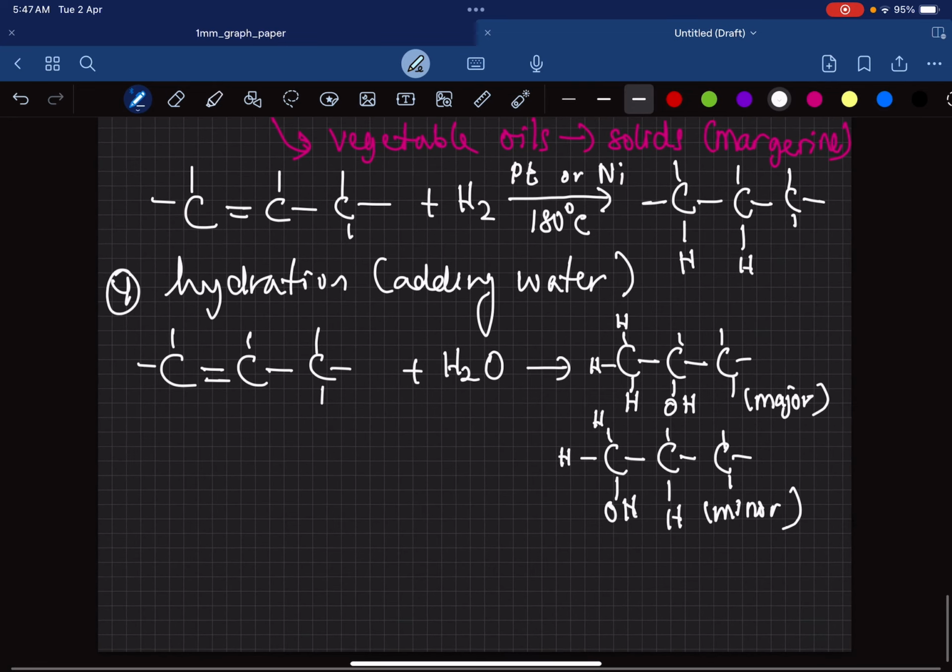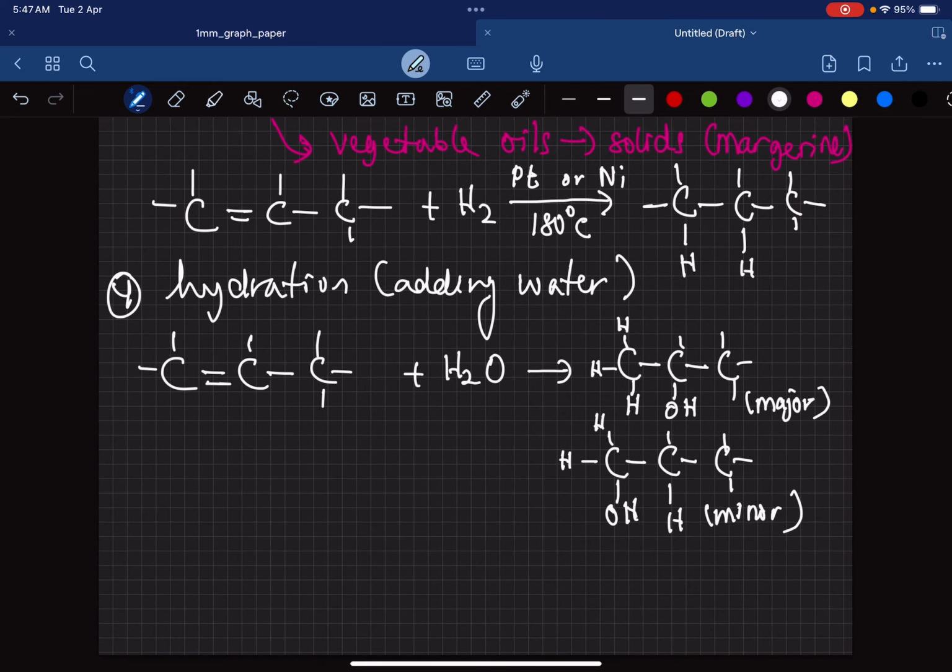So in this example here, you end up getting propan-2-ol and propan-1-ol. So you get propan-2-ol, and this is propan-1-ol. Okay, that's the other reaction that you can go through.